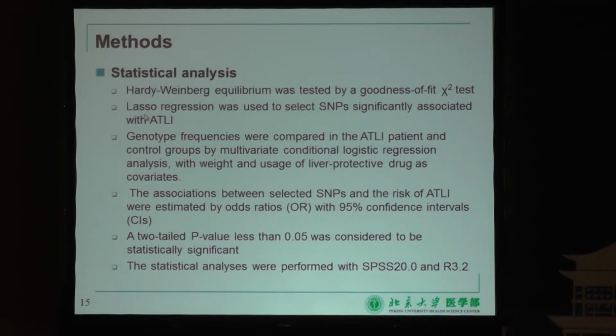Hardy-Weinberg equilibrium was tested for the control group by a goodness-of-fit chi-square test. Lasso regression was used to select SNPs significantly associated with ATLI. Genotype frequencies were compared in the ATLI patients and control groups by multivariate conditional logistic regression analysis, with weight and usage of liver protective drugs as covariates. The association between selected SNPs and the risk of ATLI was estimated by the odds ratio with 95% confidence intervals.